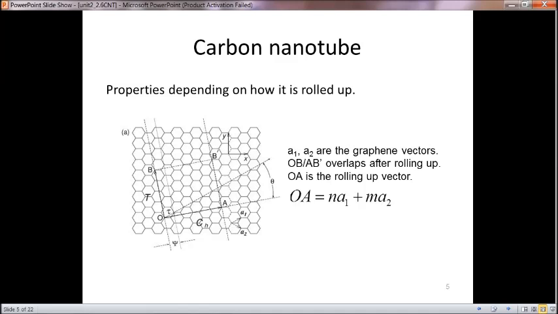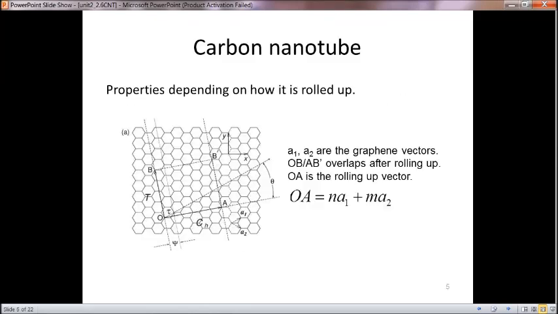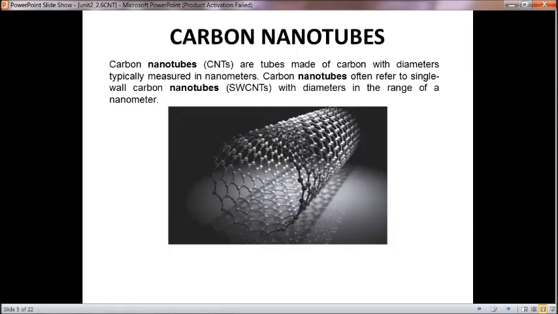Based on this, the properties are decided. Based on this OA distance, which is the rolling up vector, the carbon nanotube radius changes, and the accumulation of charge over a particular layer also changes. So the property changes accordingly. The proper definition for a carbon nanotube is: carbon nanotubes are tubes made of carbon with diameters typically measured in nanometers. Carbon nanotubes often refer to single-walled carbon nanotubes with diameters in the range of nanometers.